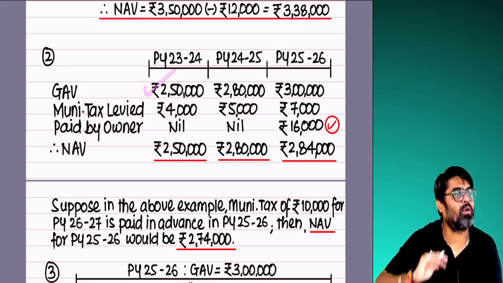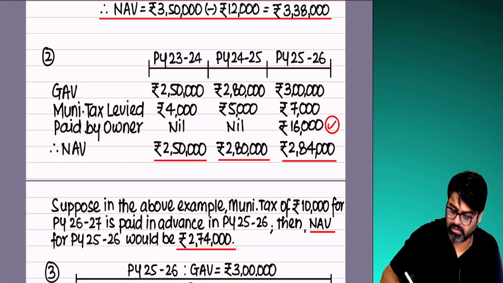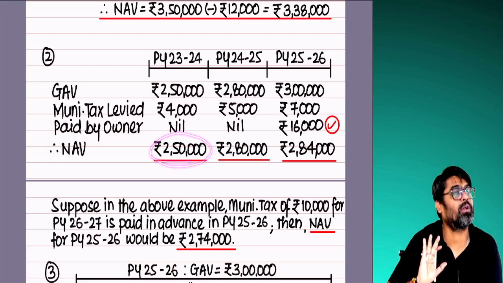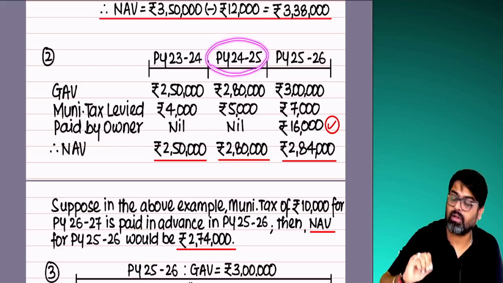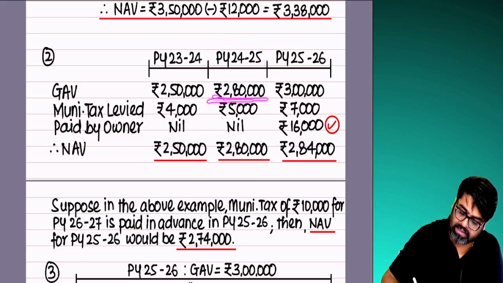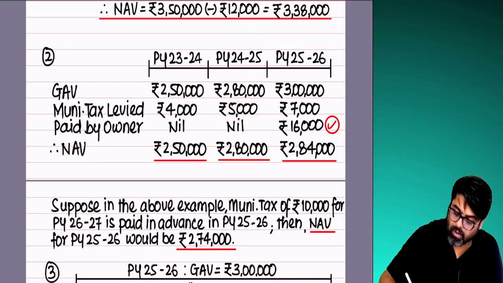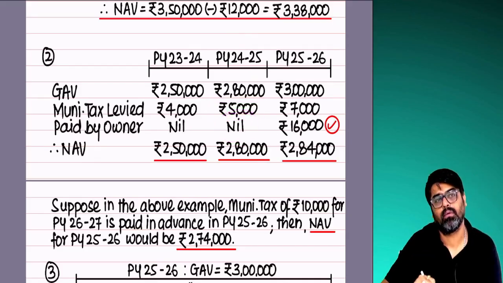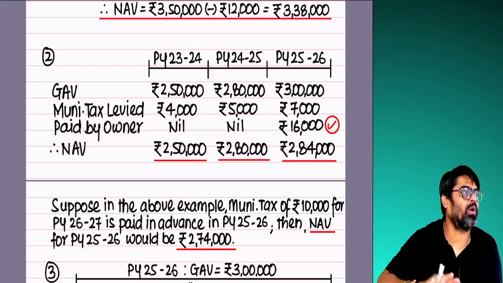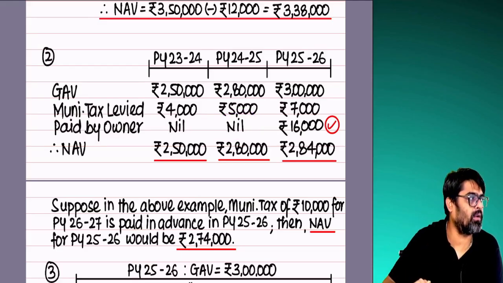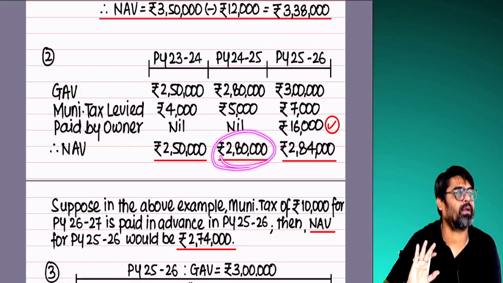2,50,000. What was my municipal tax? Did I pay that municipal tax in that year? So what was my NAV for that year? 2,50,000. Same. Yes or no? Now tell me, in the previous year 24-25, what was my GAV? What was my municipal tax? How much did I pay in that year? Nil. So what would have been my net annual value? 2,80,000. Same thing. Yes or no?